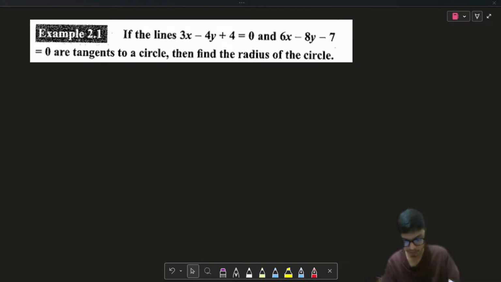Please try to solve this problem, and do let me know the solution or the answer you are getting.